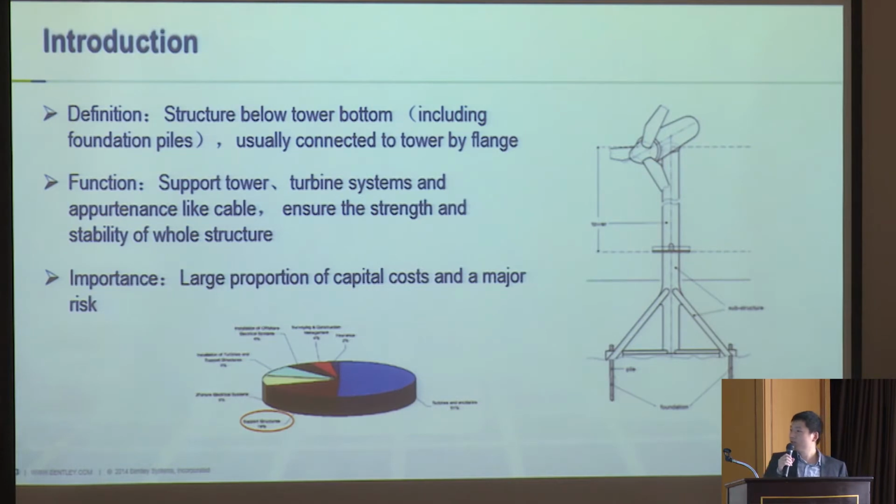And the foundation structure is an important part because of its large proportion of capital costs, and it is considered a major risk for the tower system. This foundation system is very important, because much of the overall cost goes into designing and building it, and there are also various risks associated with it.